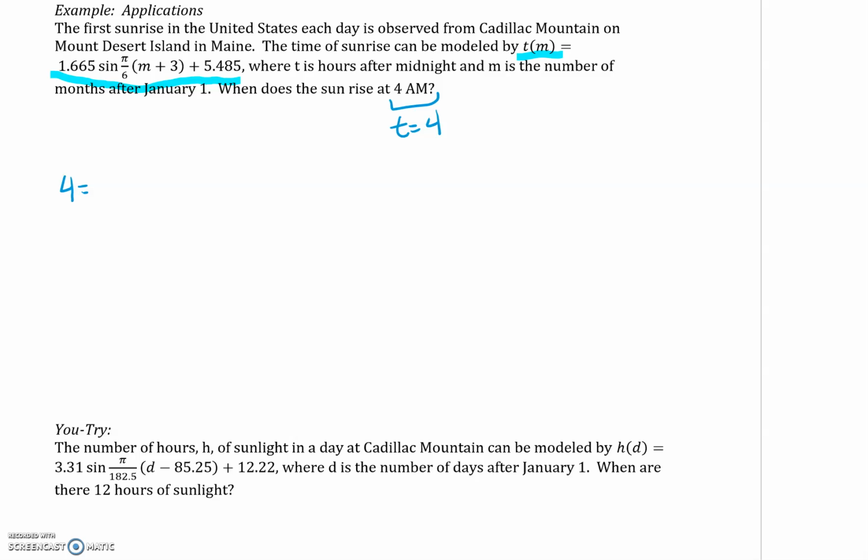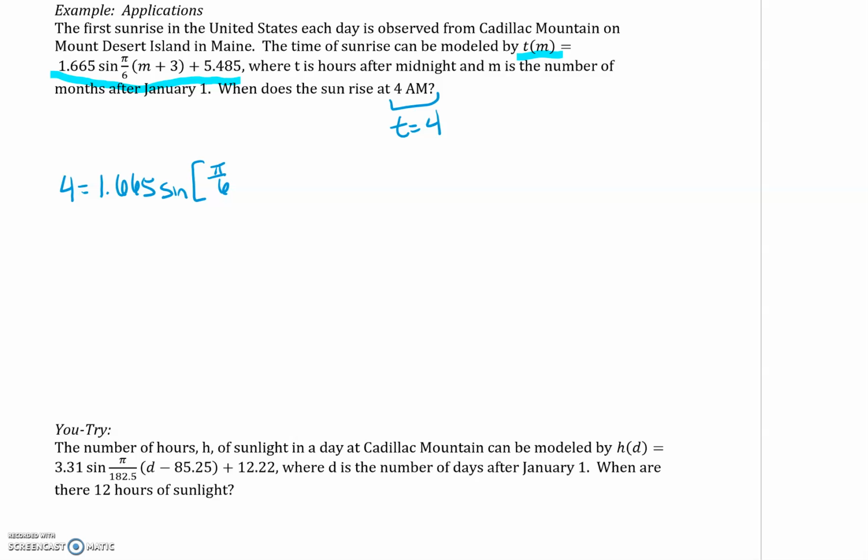So 4 equals 1.665 sine, and this is where it can be a little weird looking, but sine of pi over 6 times m plus 3, that whole thing is what we're actually doing sine to. So I'm going to rewrite this with a bracket because I don't actually love how that's not written in the model, but that's the model that we were given.